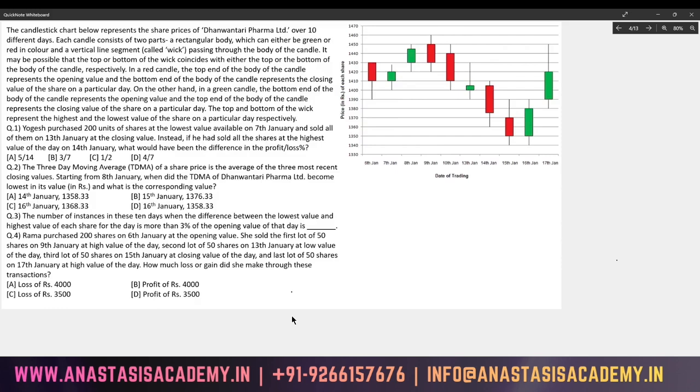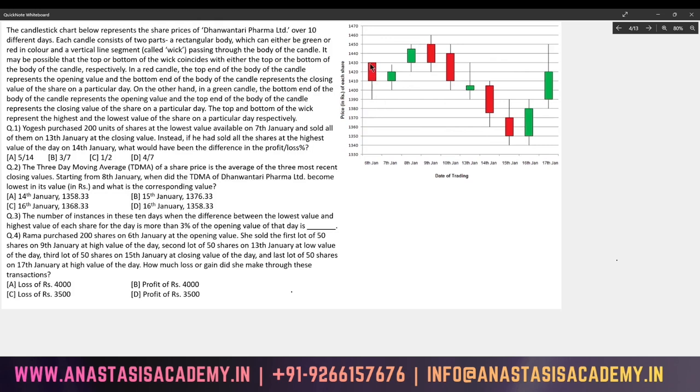Let's look at this question. The candlestick chart below represents the share prices of Dhanvantari Pharma Limited over 10 different days. Each candle consists of two parts, a rectangular body, which can either be green or red in color, and a vertical line segment called wick, passing through the body of the candle.